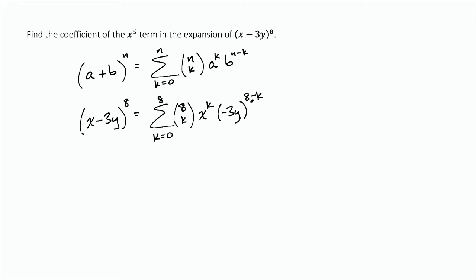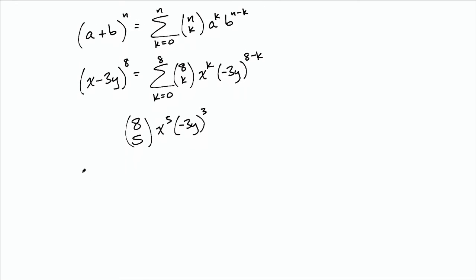Now we're just looking for the x to the 5 term, and so looking here we see, oh, then k needs to be 5. I just care about the term where k is 5. So that's 8 choose 5, x to the 5, and then negative 3y to the 8 minus 5, which is 3. And now it's just a matter of simplifying this.